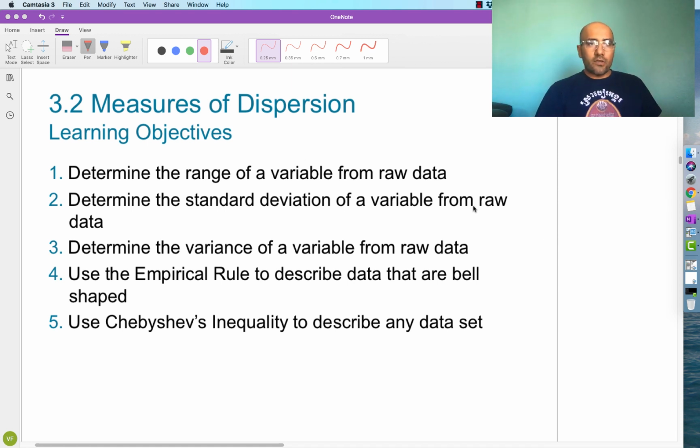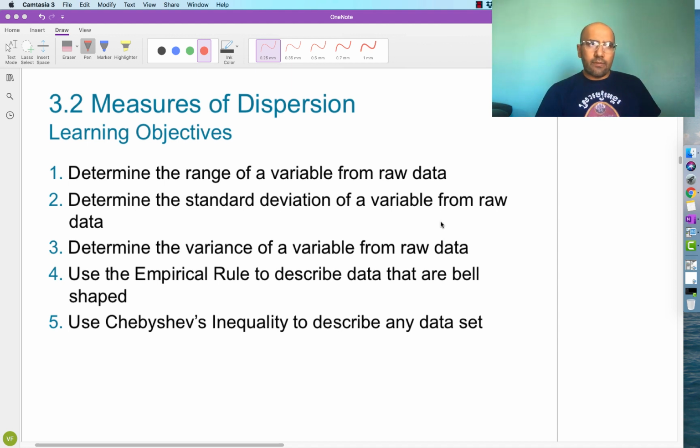Okay, so now we're going to take a look at section 3.2, measures of dispersion. How spread out is the data? In the previous section, we looked at measures of the center of the data, the middle of the data, and we had the mean, the median, and the mode as the three things we want to focus on. There are other ways to do it, but we're not going to look at those in this class. Just be aware that they exist.